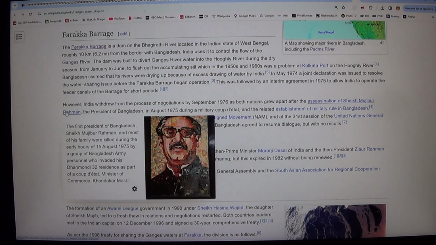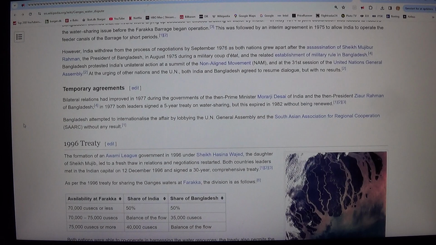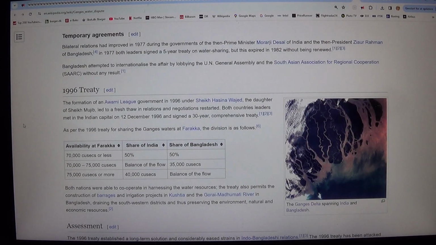Bangladesh protested India's unilateral action at a summit of the Non-Aligned Movement, NAM, and at the 31st session of the United Nations General Assembly. At the urging of other nations and the UN, both India and Bangladesh agreed to resume dialogue, but with no results. Temporary agreements. Bilateral relations had improved in 1977 during the governments of the then Prime Minister Morarji Desai of India and the then President Zia Rahman of Bangladesh. In 1977 both leaders signed a 5-year treaty on water sharing, but this expired in 1982 without being renewed. Bangladesh attempted to internationalize the affair by lobbying the UN General Assembly and the South Asian Association for Regional Cooperation, SAARC, without any result.